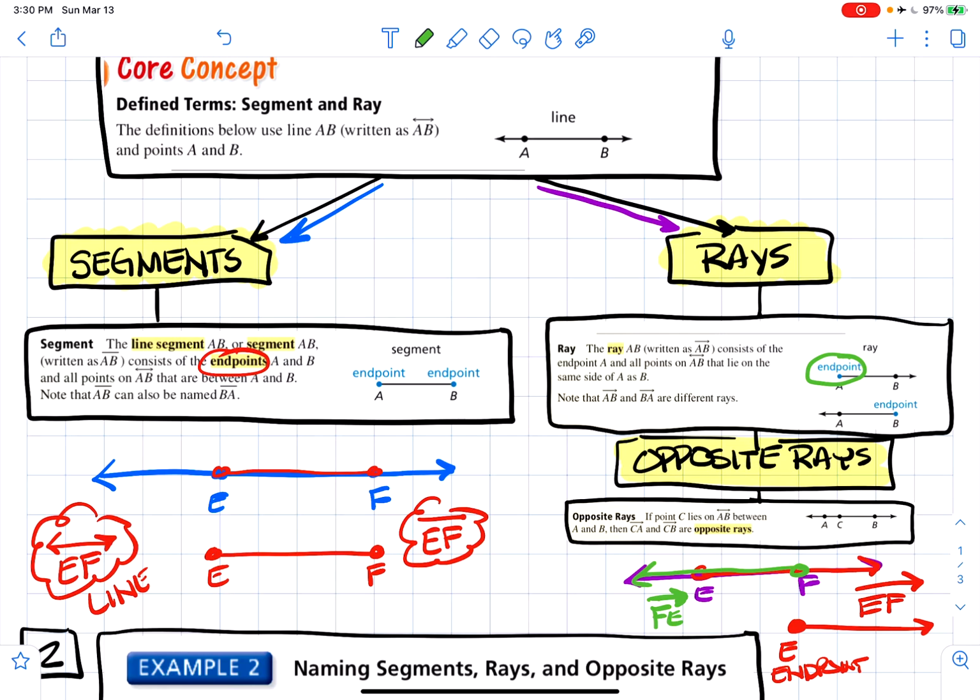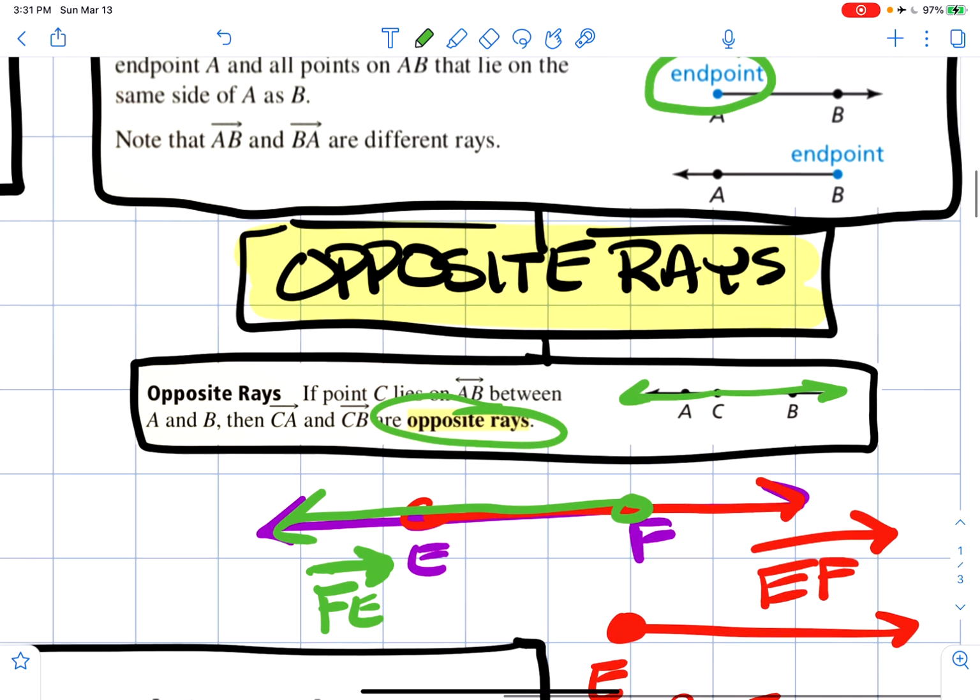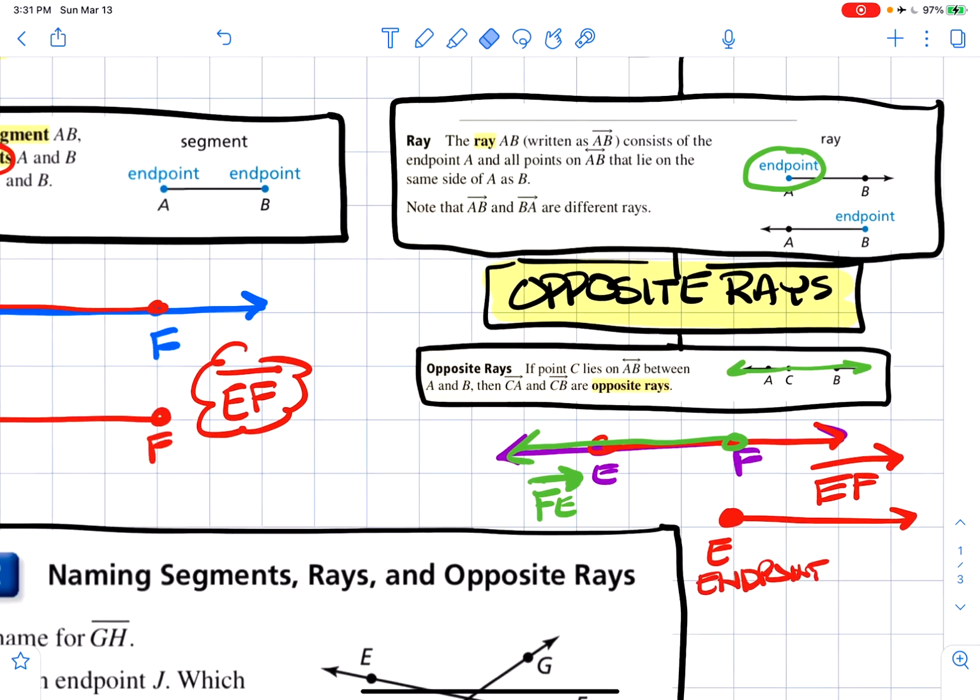Now, there are opposite rays. Opposite rays say exactly what you think they would. They would literally just point in opposite directions. So if I have ray CA and then CB, those would be opposite rays. So the technical definition of that, let me zoom in for you, would say the following. It says if C is on line AB between A and B, then ray CA and ray CB are opposite rays. So basically just two rays that point in the opposite direction, okay?